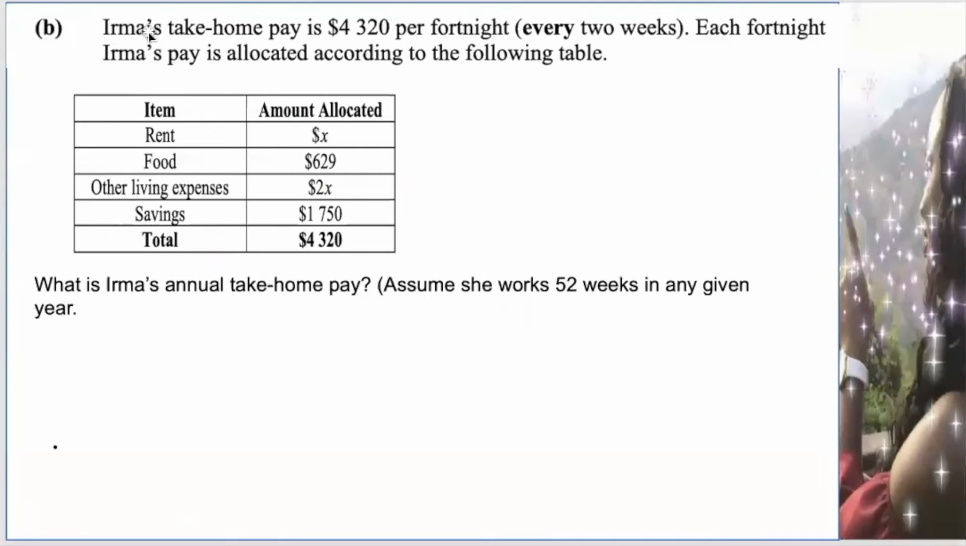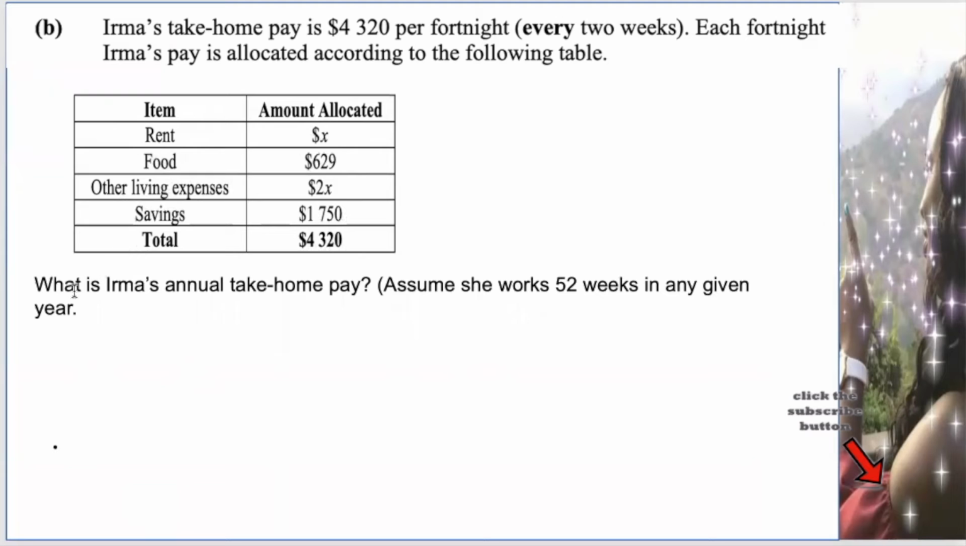The next question: Irma's take-home pay is $4,320 per fortnight, every 2 weeks. Each fortnight, Irma's pay is allocated according to the following table. So you have the items and the amount allocated, meaning the expense. So the first item, rent, we're not sure what the rent is. Food is $629. Other living expenses is 2 times the rent. Savings is $1,750, and when you add this, you will get the total of $4,320.